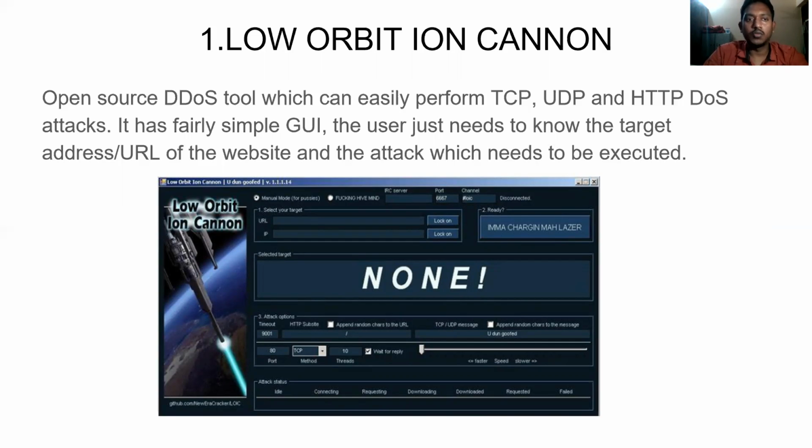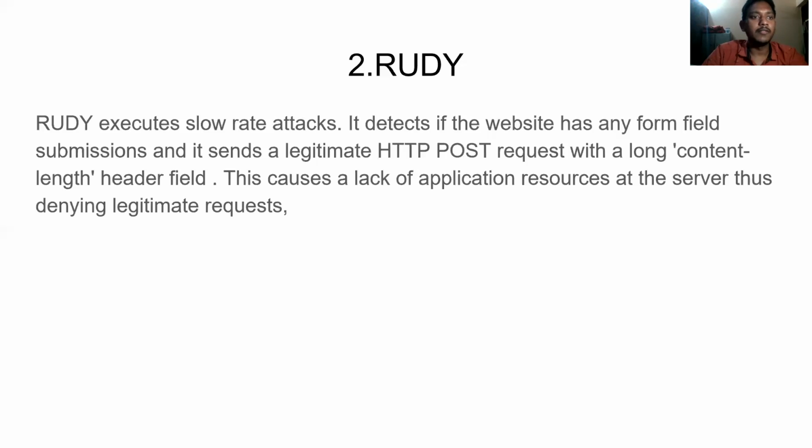The user just needs to know the target address or URL of the website and put it there, and the attack which needs to be executed, he has to choose, and just boom. Second one is RUDY. It detects if the website has any form field submission and sends an HTTP POST request with a long header field. This causes a lack of application resources at the server, thus denying legitimate requests.